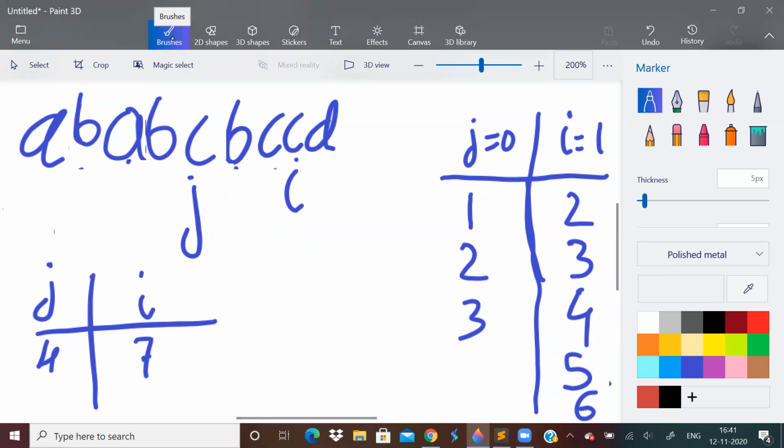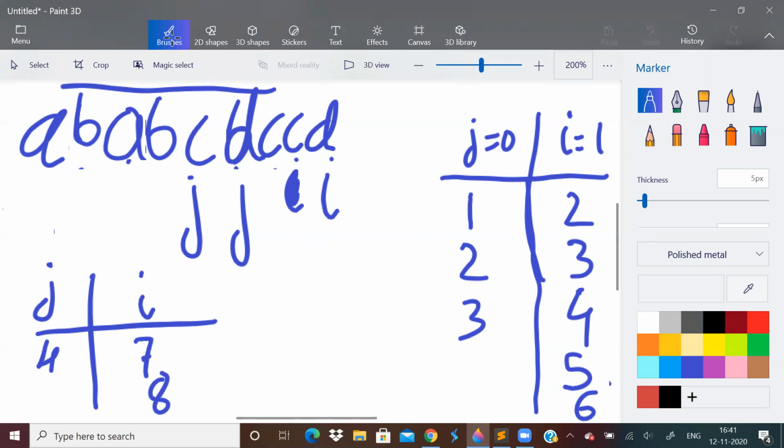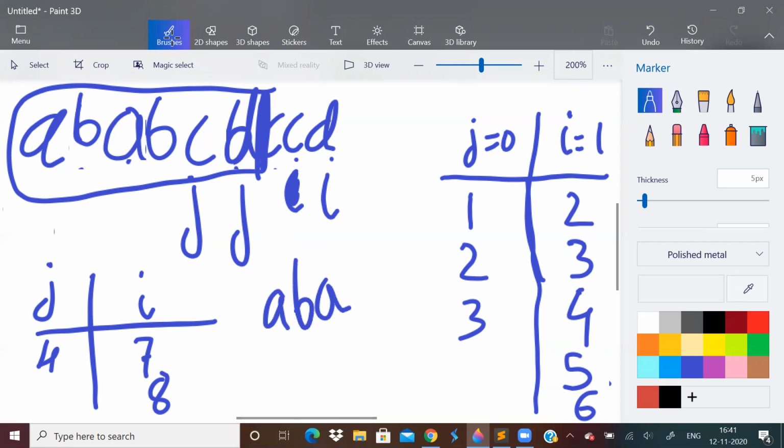S of j is equal to S of i. So i will get incremented and I will go here. S of j is not equal to S of i. So j will come here and this will become D. So this will be our answer. This much part only. See, we got the answer A, B, C, D.